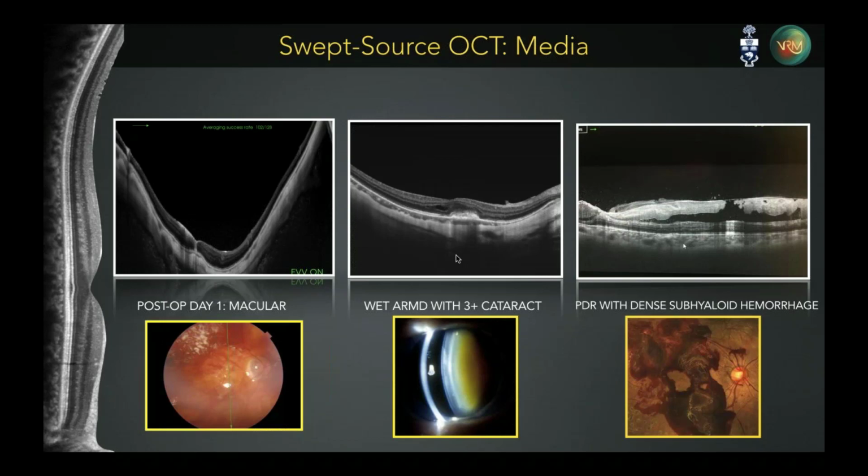Looking at cataract in the middle, obviously with the aging population, cataracts are very common. Having the Triton image through cataracts, even the densest of cataracts, can give you an excellent view of the retina. You can see this patient has wet AMD with a CNVM and fluid on the OCT, and the cataract itself is obviously a 3 to 4 plus cataract.